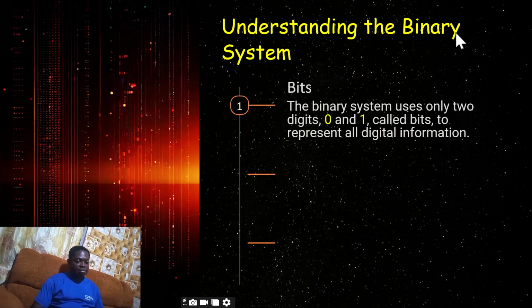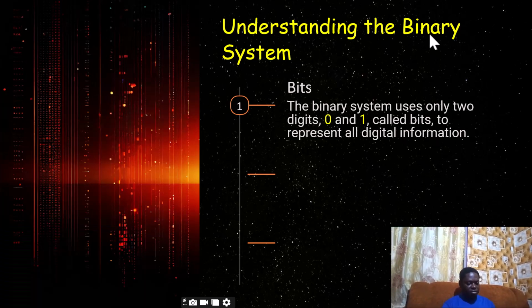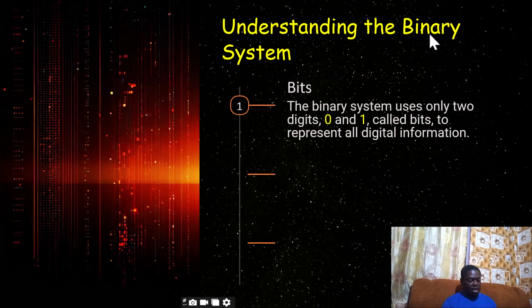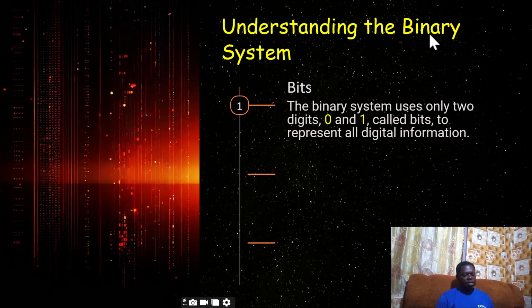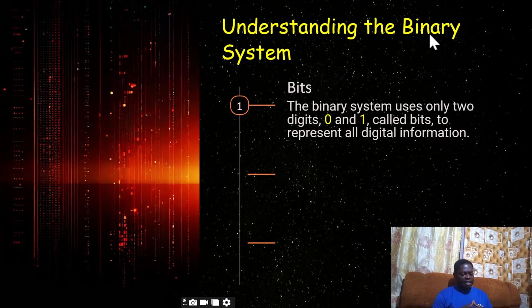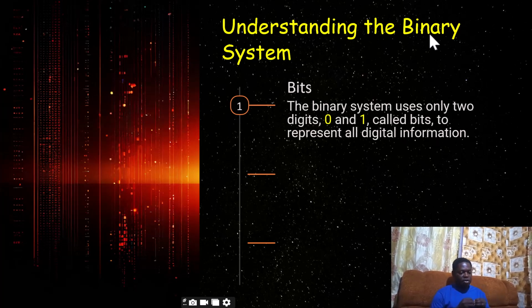First, bits. A bit, as explained, represents a single character. The binary system uses only 2 digits. When we say binary, we mean 2. So using 0 and 1, that is the binary, and this is called bits. When you take one of them, it's called a bit, used to represent all digital information.